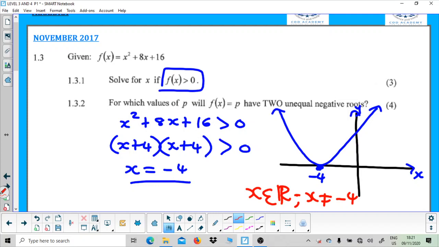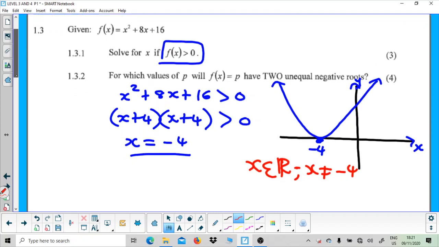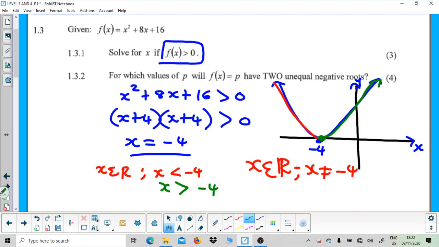Or if you're that person who wants to write it in a format that you understand, you can say, well, this part of the graph is above the x-axis. That is from negative 4 going onwards, right? So you write your answer as x is an element of real numbers and x is smaller than negative 4. And you will realize it's not the only part of the graph that is above the x-axis. Even this part of the graph is also above the x-axis. So you have to start again from here, which means you also have to include x is greater than negative 4. As you can see here, it's like everything except negative 4. So this notation was going to work a little bit faster this time around.